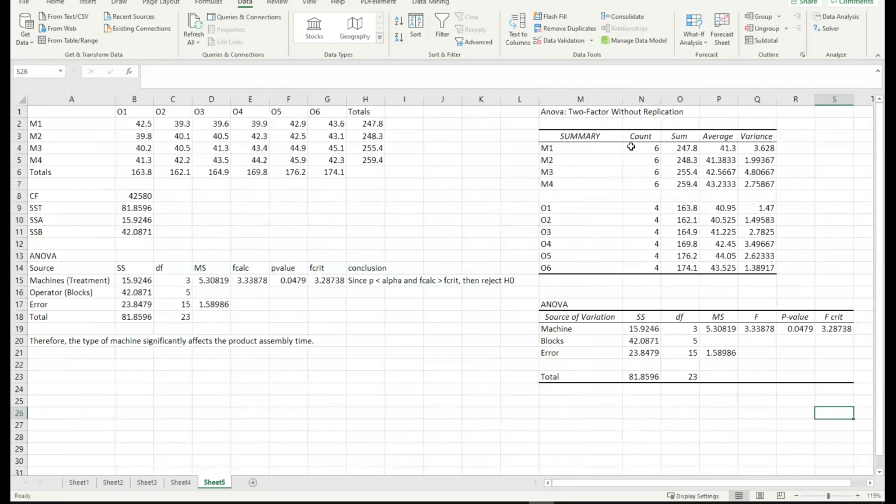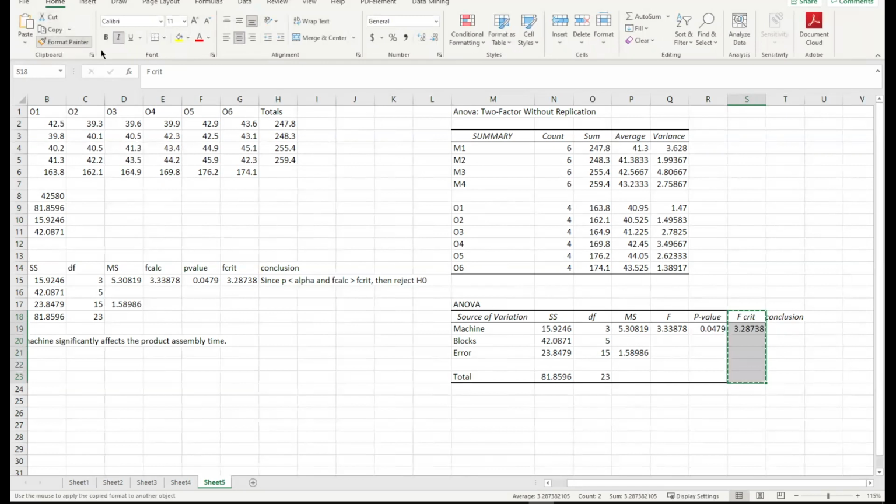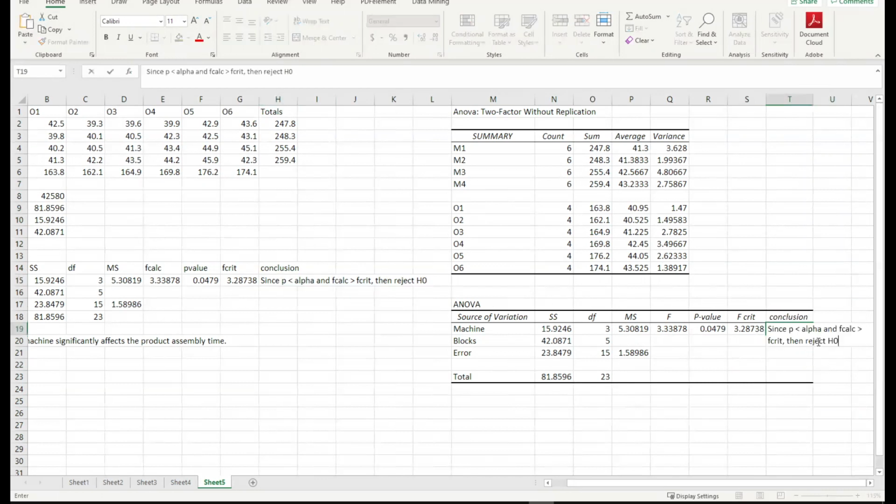Okay? So, again, kung gusto nyo, you can add conclusion dito, no? Conclusion, and kung OC kayo, you can copy the format, no? Para okay tingnan. So, conclusion natin is, we can have the same conclusion, no? And if you notice, we have the same values as well. Yung p-value natin is 0.0479, f-calc is 3.33878, f-crit 3.28738. And therefore, we can make the same conclusions, no? Okay?